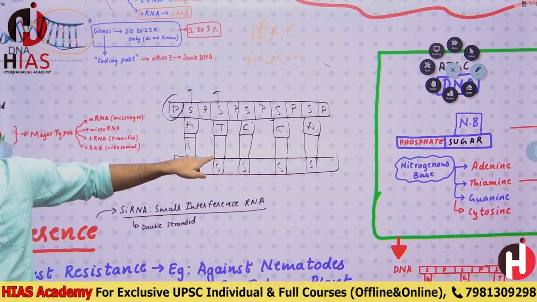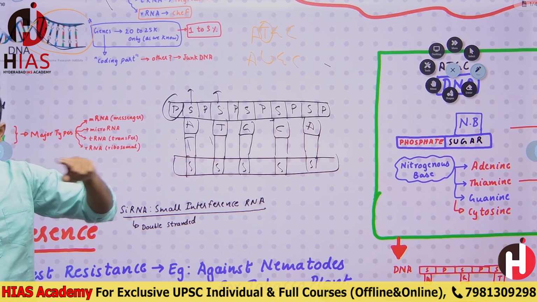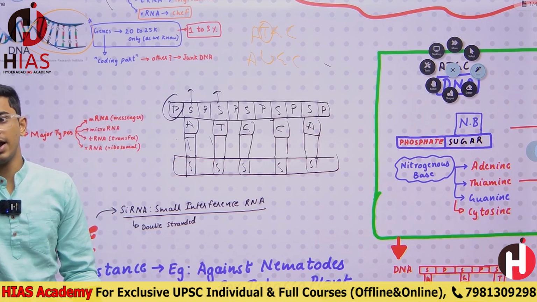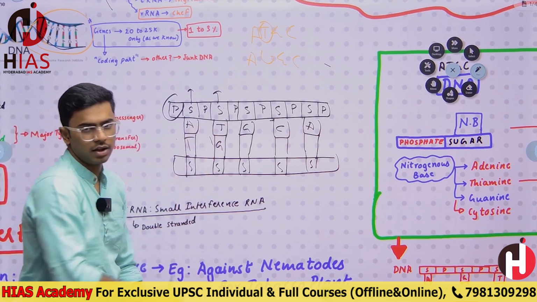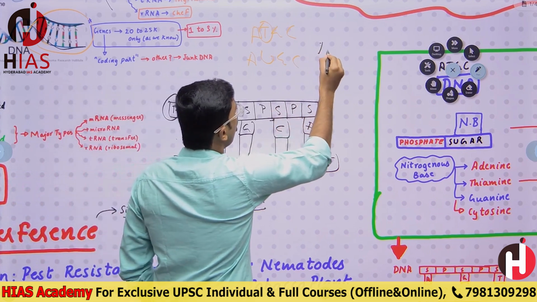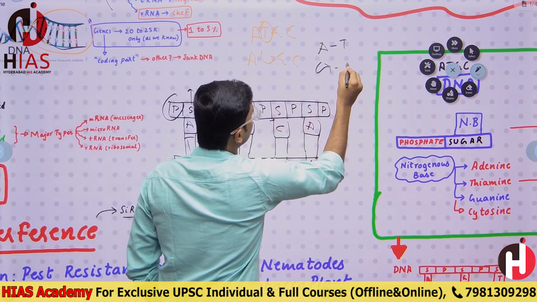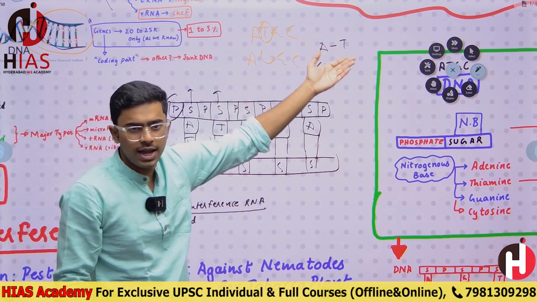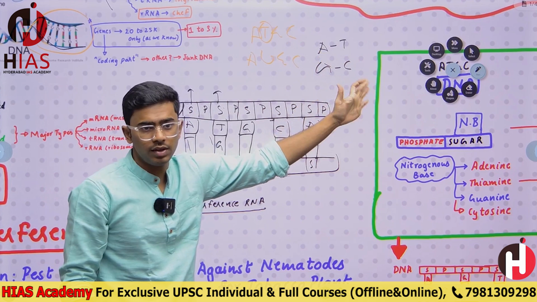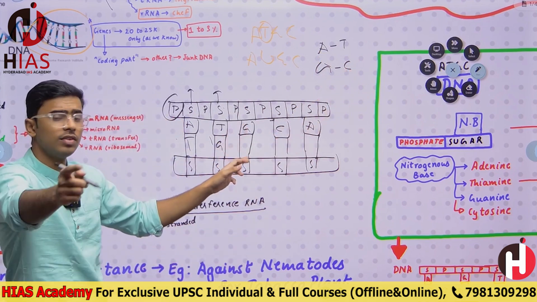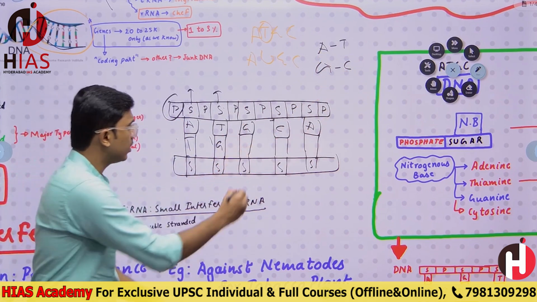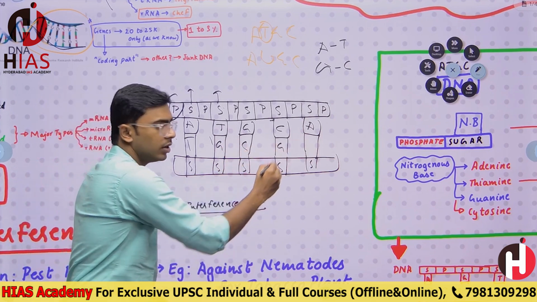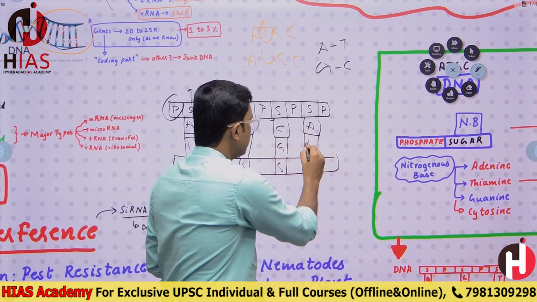You forgot? Do you remember? U is for RNA. T is for DNA. Why? Because A always pairs with T and G pairs with C. That's why I asked you to remember ATGC. Okay. A always pairs with T, G always pairs with C. Okay. So what comes here? C, right. Here G, here T, right? Yeah.